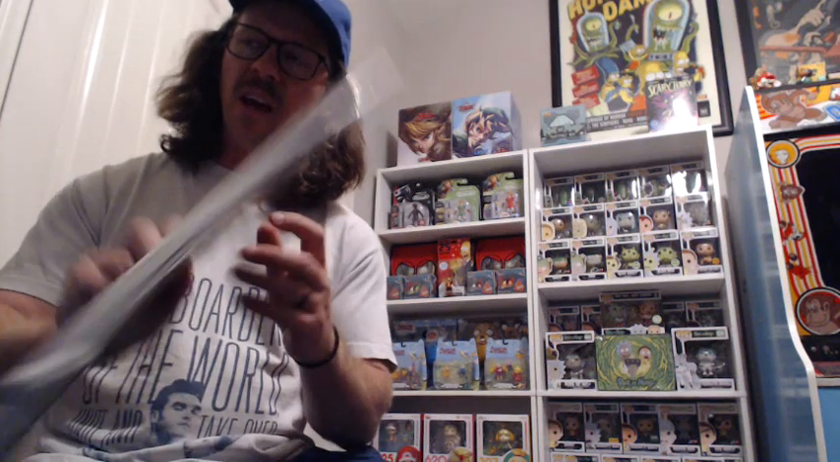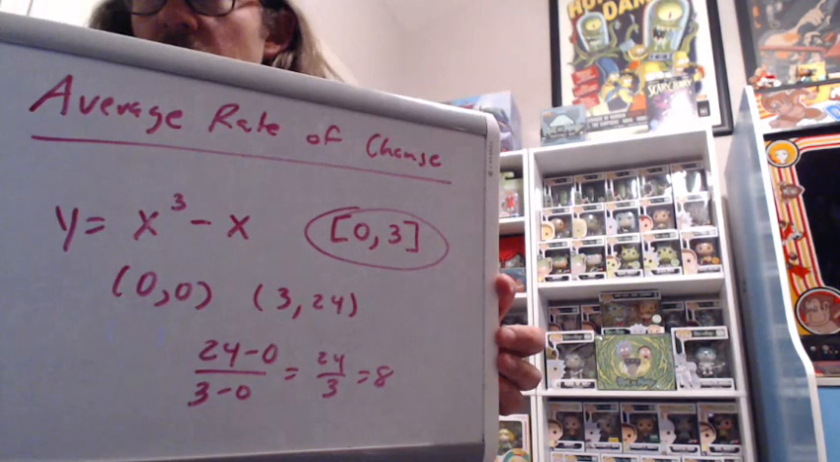So if you can find the slope and you can put an input in, get an output out, you can do average rate of change. So keep that in mind as you do your homework tonight, average rate of change.